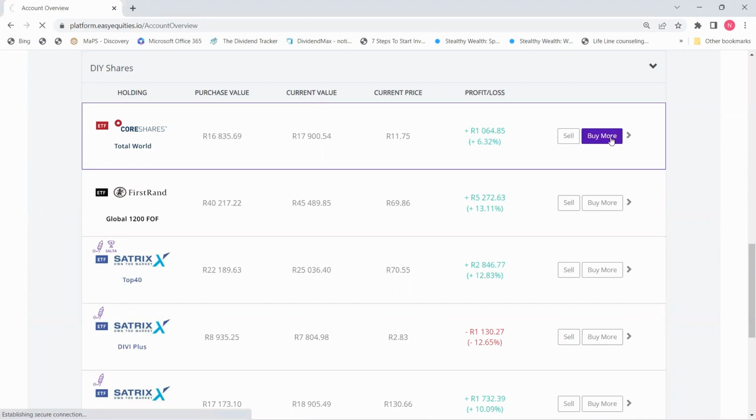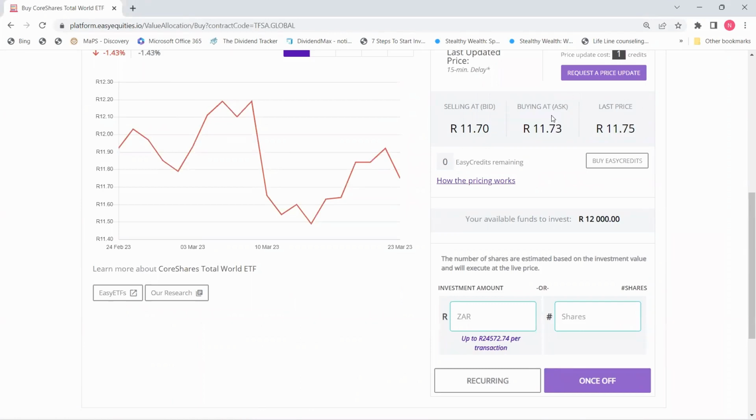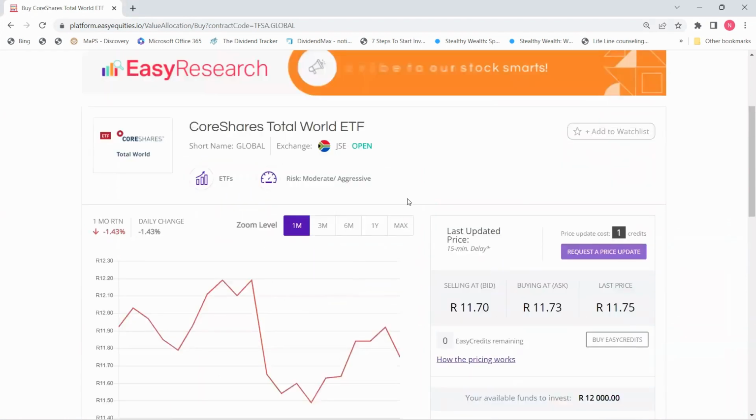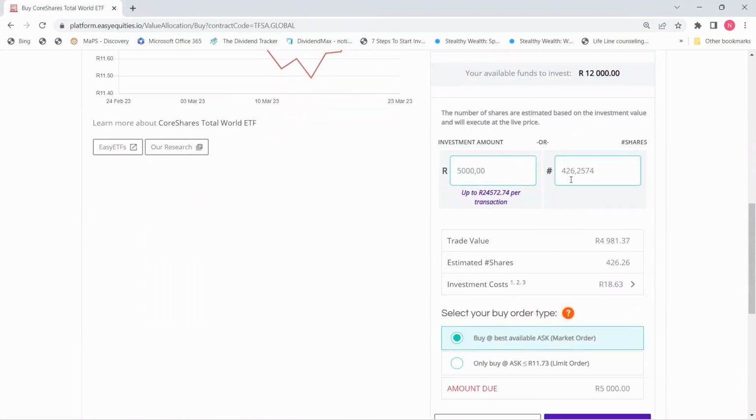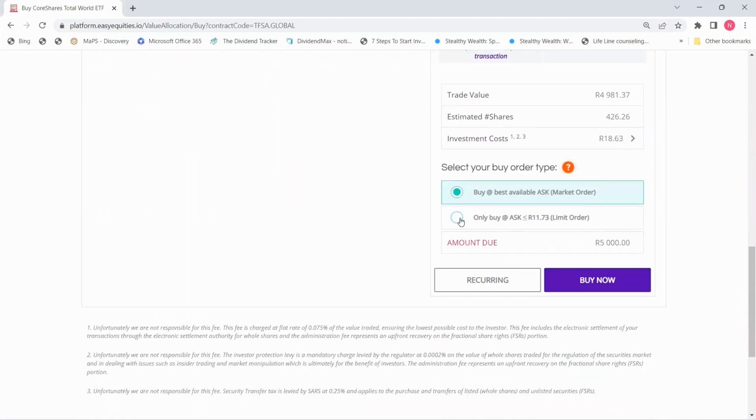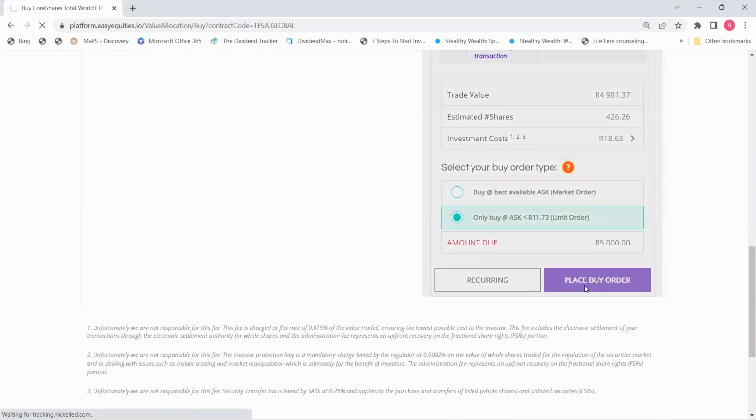So I am going to buy more. Look at the price. It's 11 Rand 73 cents, down a little bit from the previous month's prices. But because I'm a long-term investor, it doesn't matter. What matters is consistent investing. And I'm going to invest 5,000 Rand worth into Core Shares. I want to really build up this ETF to second or third largest position in my TFSA. So 5,000 Rand is going to give me approximately 426.25 ETFs, only buy at ask, place, buy, order.